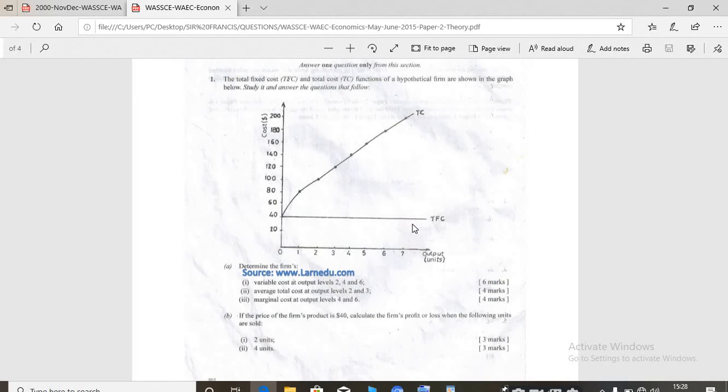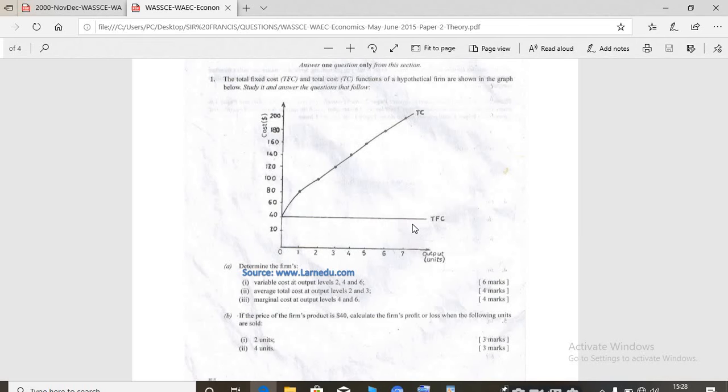When it comes to total cost, the total cost has to do with the combination of the fixed cost and the variable cost of the business.